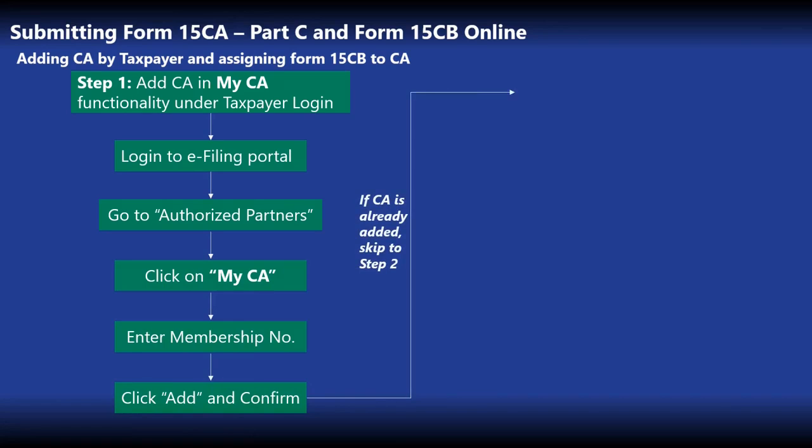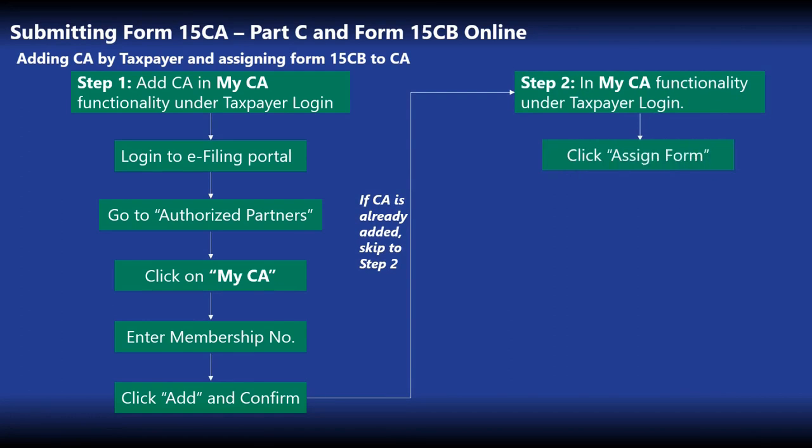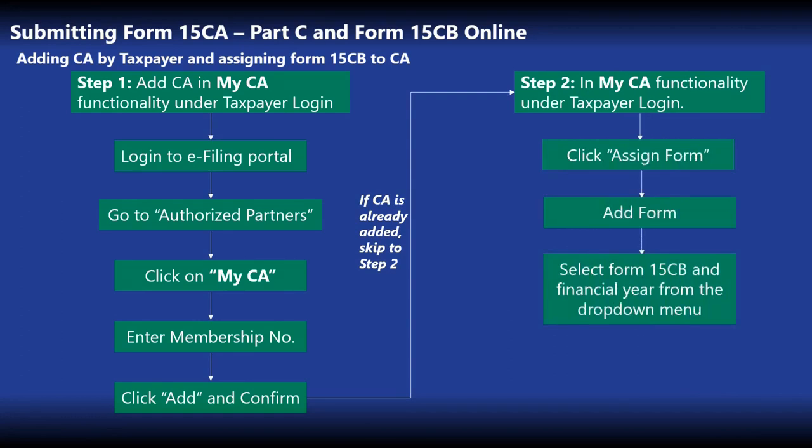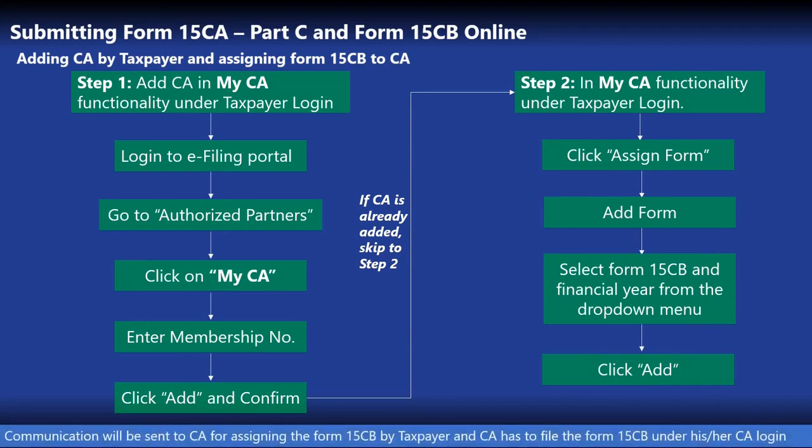If the chartered accountant is already added, then the taxpayer can go to the My CA functionality and click on Assign Form and then add the form by selecting Form 15CB and Financial Year from the drop-down menu. Once the form is added, a communication will be sent to the chartered accountant and then the chartered accountant has to file Form 15CB under his or her login.